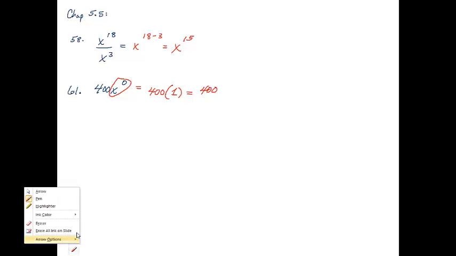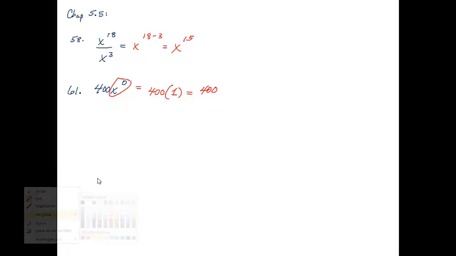So again, we need to be careful on who's actually being raised to the 0 power. In this case, it was just x, so only the piece in red was 1, and the 400 was still on the outside. Alright, let's keep going.